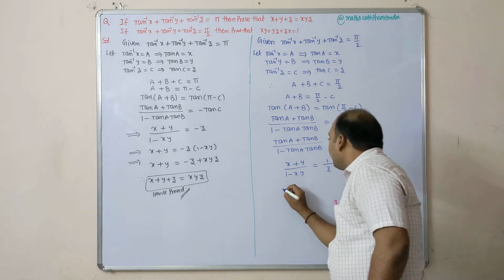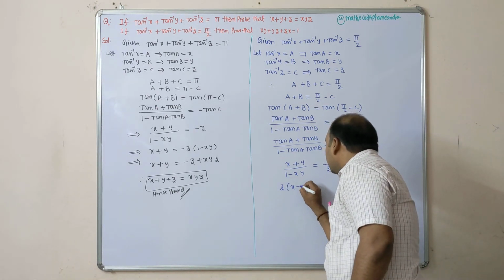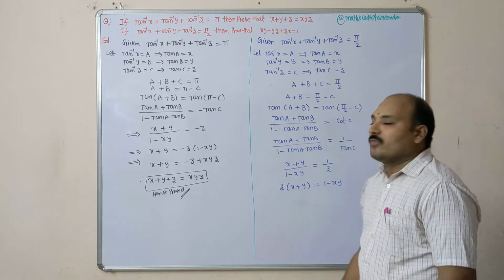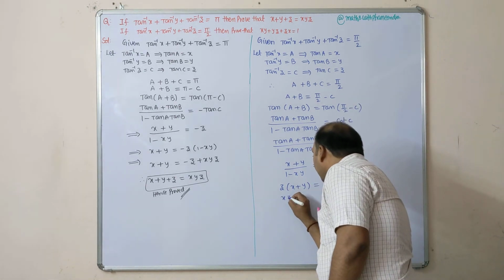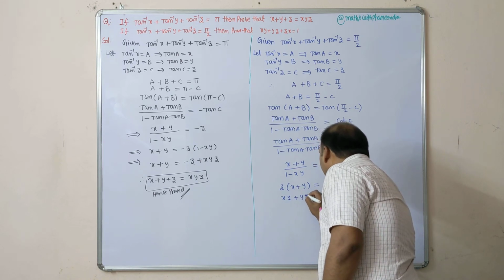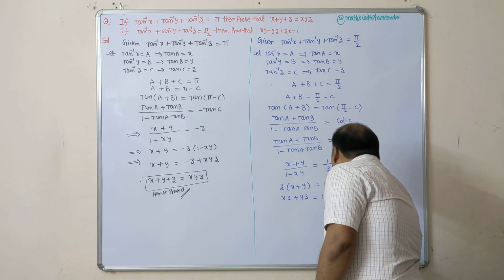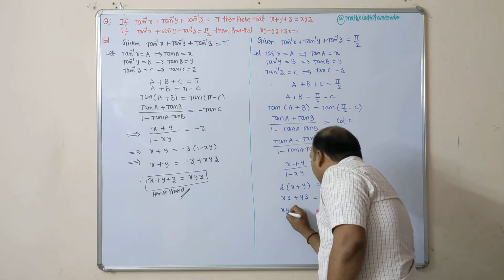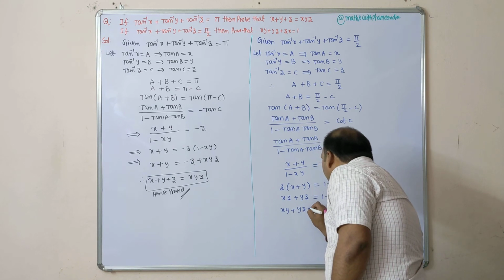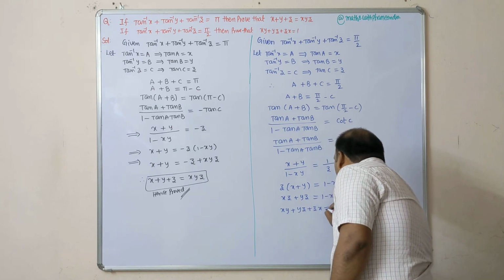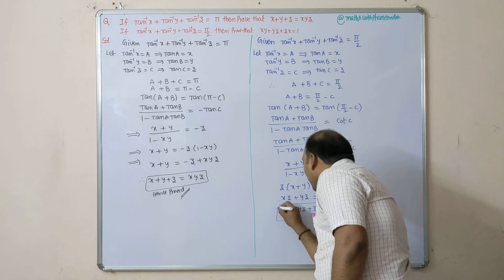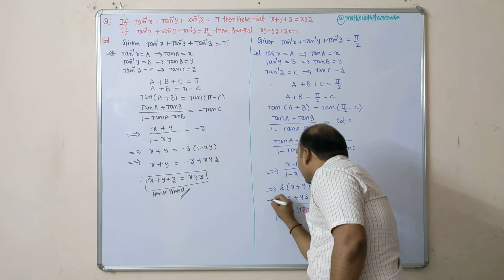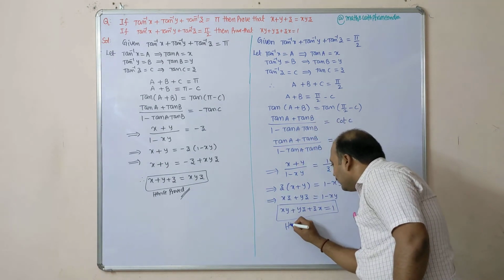Cross multiply: z into x plus y is equal to 1 minus xy. So xz plus yz is equal to 1 minus xy. Taking minus xy to this side, xy plus yz plus zx is equal to 1. That is what they are asking to prove, no? Hence proved.